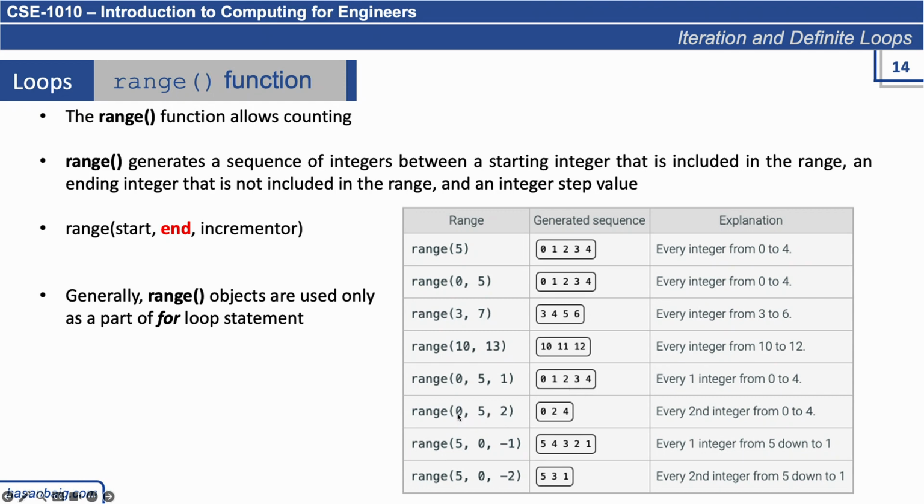Here in this example, start at 0, finish at 5, where 5 is excluded, so 4, and increment each value by 2. So 0, 1 is skipped, 2, and then 3 is skipped, and 4. Here again, we can start from a value and decrement it until the end index. So here we are starting from 5 and decrementing every value by 1. So 5, 4, 3, 2, 1. Same as the example here. Any questions?